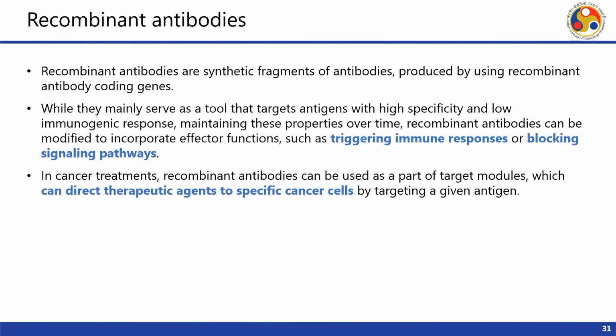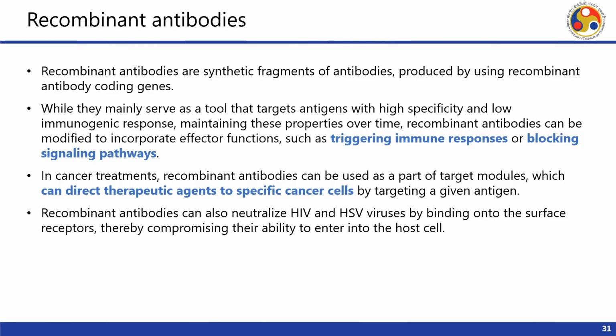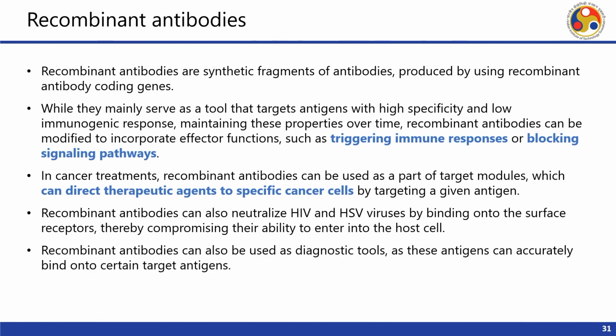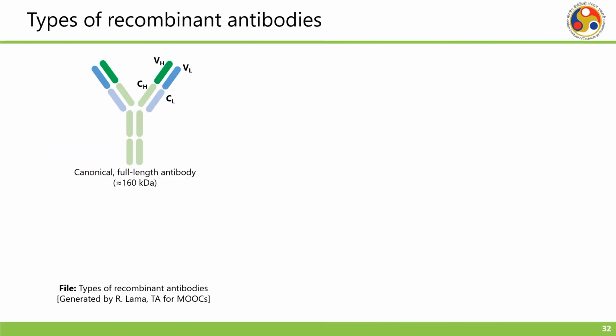In cancer treatments, recombinant antibodies can be used as part of targeting modules, which can direct therapeutic agents to specific cancer cells by targeting a given antigen. Recombinant antibodies can also neutralize HIV and RSV viruses by binding onto the surface receptors, thereby compromising their ability to enter into the host cell. Recombinant antibodies can also be used as diagnostic tools, as these antibodies can accurately bind onto certain target antigens. So, what are the types of recombinant antibodies?